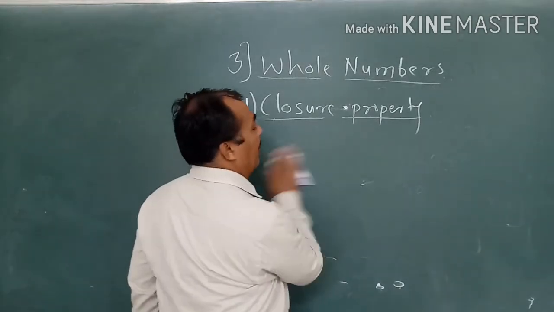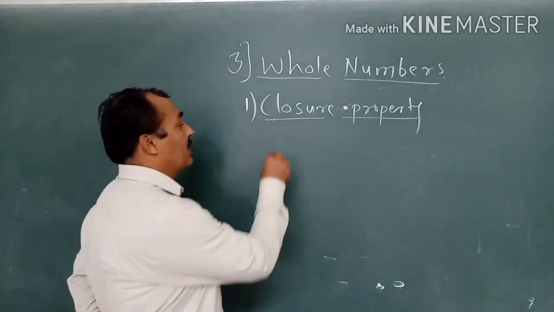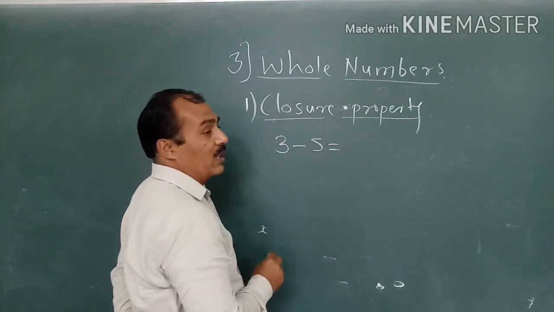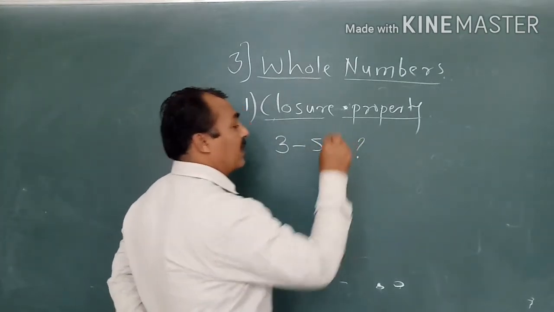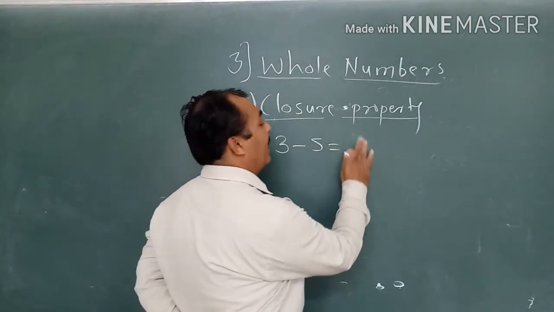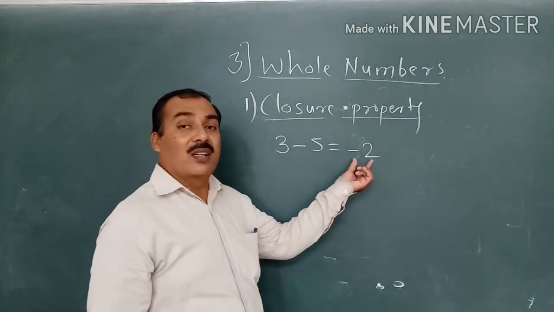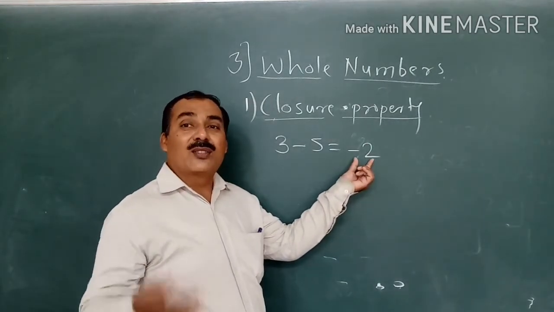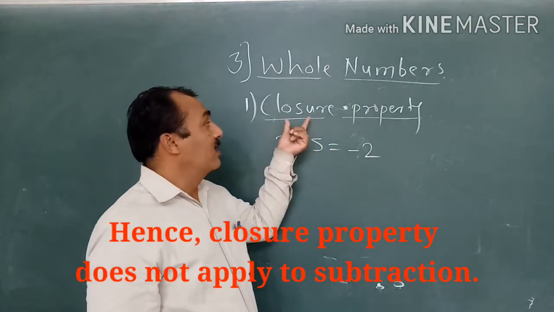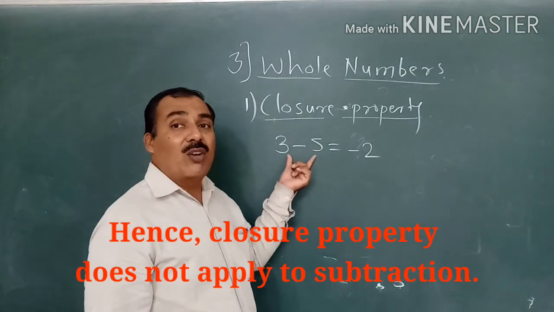But this property is not true for subtraction of whole numbers. For example, 3 minus 5. What is the answer? There is no answer in the set of whole numbers, because here we get minus 2 as answer, and minus 2 is not in the set of whole numbers. That means closure property is not applicable for subtraction of whole numbers.